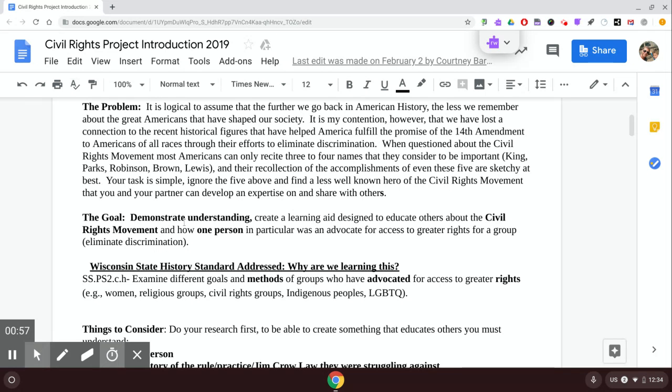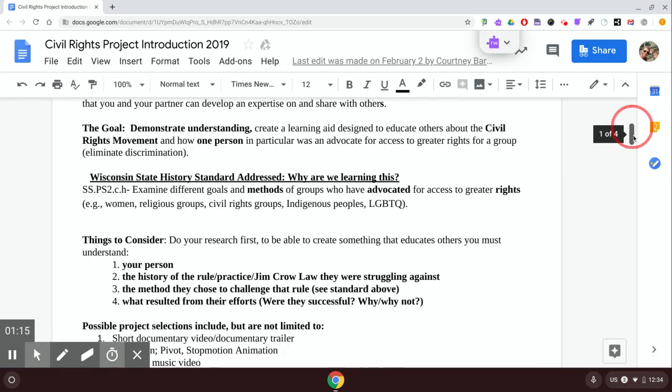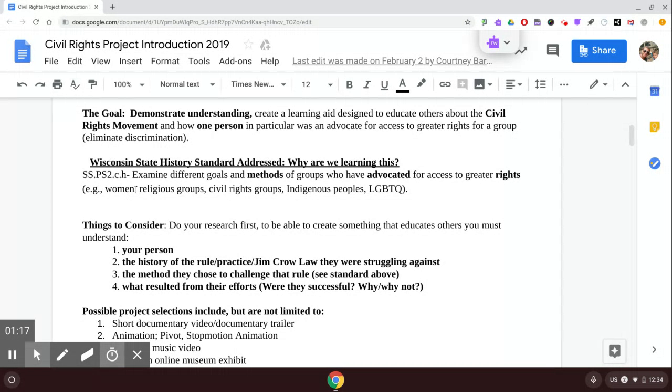And remember, our standard for this unit, which is listed right here: you want to create a learning aid designed to educate others about the civil rights movement and how one person in particular was an advocate for access to greater rights for a group. And what you're really looking at are their efforts to eliminate discrimination. That relates back to the Wisconsin State History Standard, examine different goals and methods of groups who have advocated for access to greater rights. And there are examples in the parentheses below: women, religious groups, civil rights groups, indigenous peoples, or maybe LGBTQ movement.